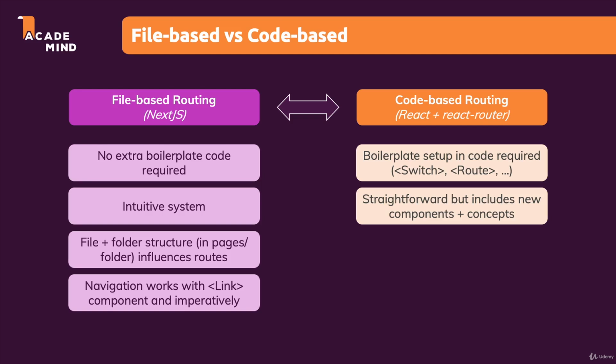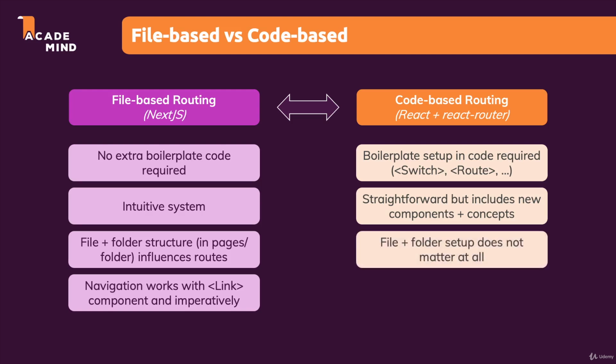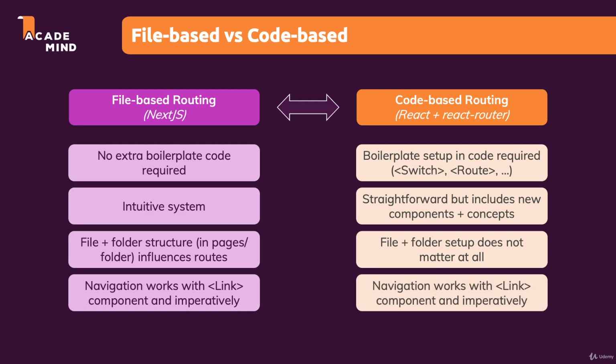Now, a potential advantage, of course, is that the file and folder setup does not matter at all. In my opinion, having the folder structure dictate the paths is an advantage, but you could see this as a disadvantage as well. And with code-based routing, you can store your component files wherever you want. They won't have any influence on your routes or your paths. Now, navigation works pretty much as it does with Next.js. You have a link component and you can also navigate imperatively there, so no differences there.